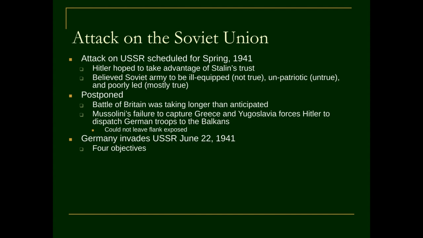Germany had 4 objectives that they wanted to meet. They wanted to take the Ukraine, which was where a lot of food came from for the Soviet Union. It's considered the breadbasket of the USSR. A lot of wheat is grown there.